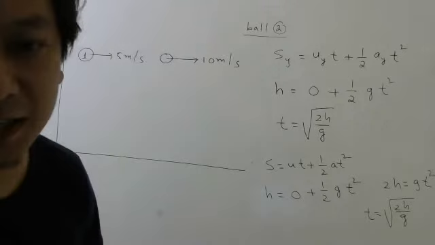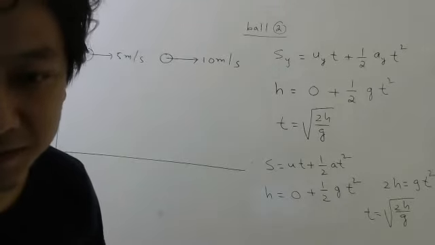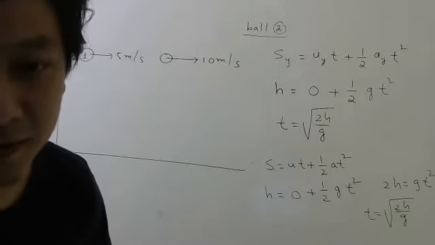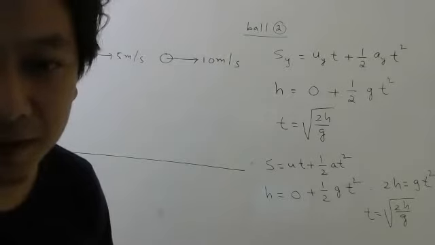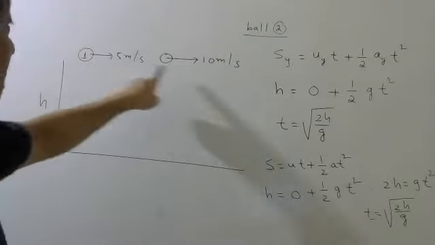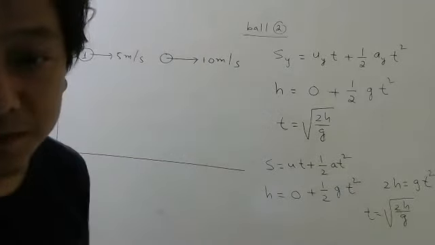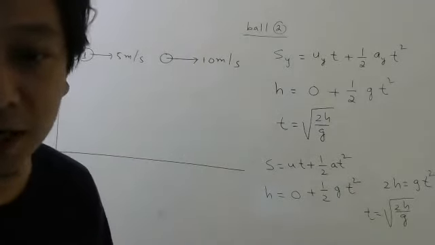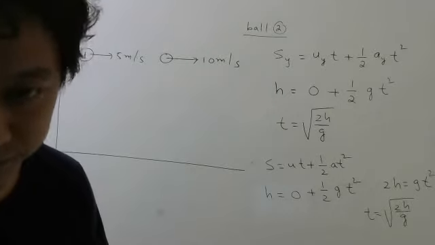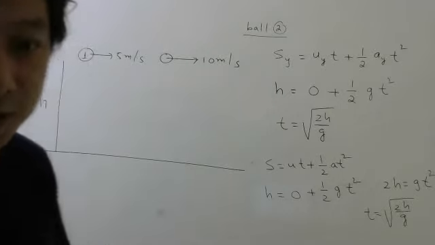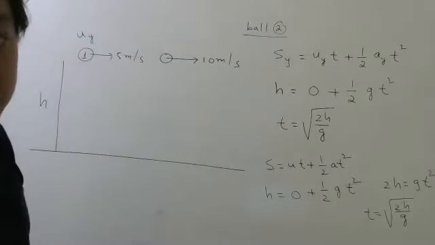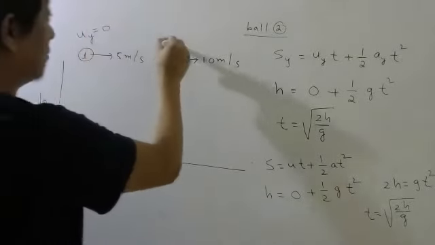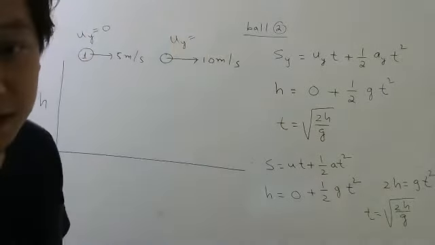Air resistance can be neglected for chalk, they don't move very fast. Only when objects move very fast, then air resistance becomes important. So both are thrown in what way? Horizontally or at some angle? Horizontally. So what is the y component of velocity of this one? 0. What is the y component of velocity of this one? 0.